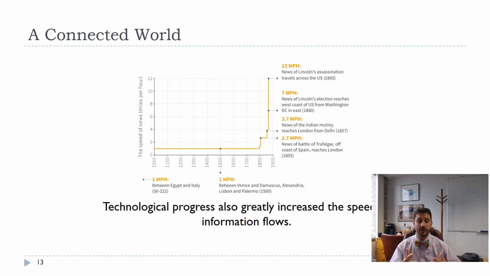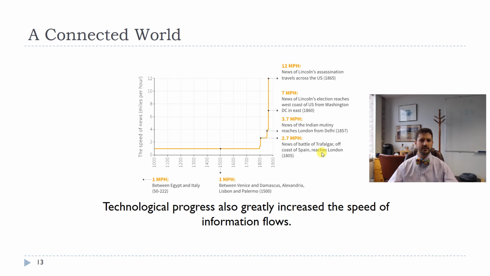Another example of this technological revolution is the speed at which information travels, right? Of course, now information travels immediately. But back before the technological revolution, information traveled basically at about a mile per hour, right? You couldn't go a whole lot faster. Of course, you could cover short distances faster on a horse, but for the most part, a mile per hour was about as fast as information was going to go.